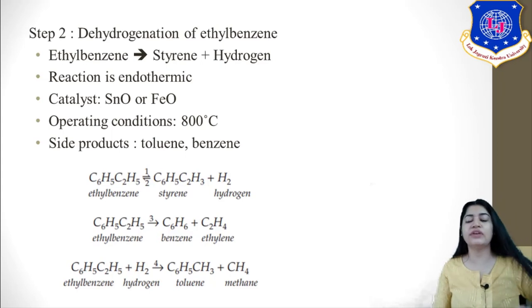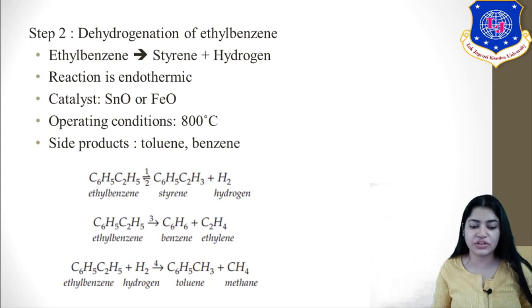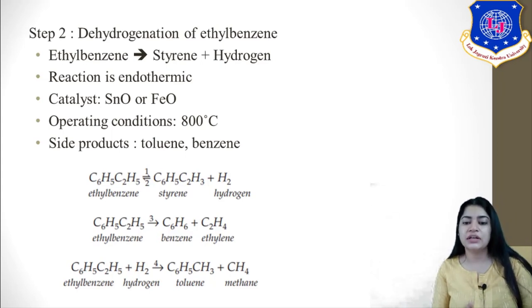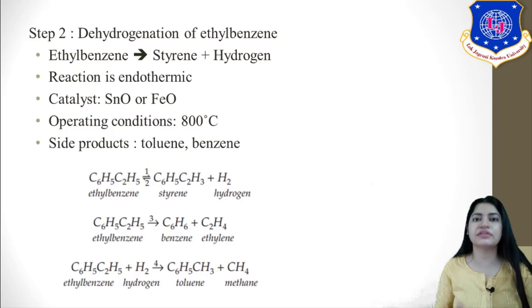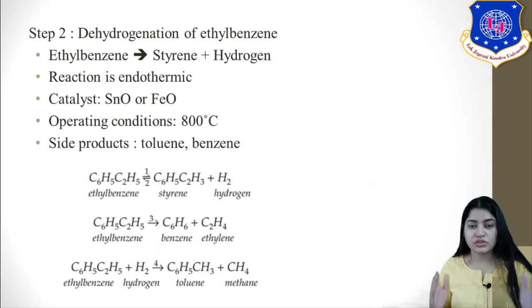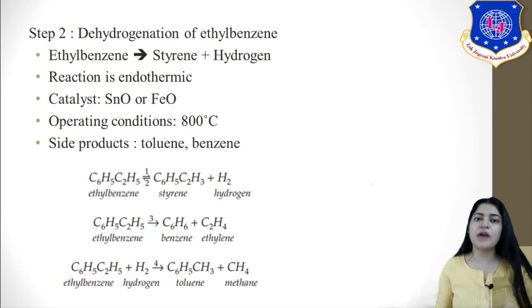Again note down, this is a reversible reaction. Hence, one of the major engineering problems would be the yield of styrene. How do we stop the reverse reaction? How should styrene be stopped from further reacting to give ethyl benzene? That would be one of your major engineering problems.